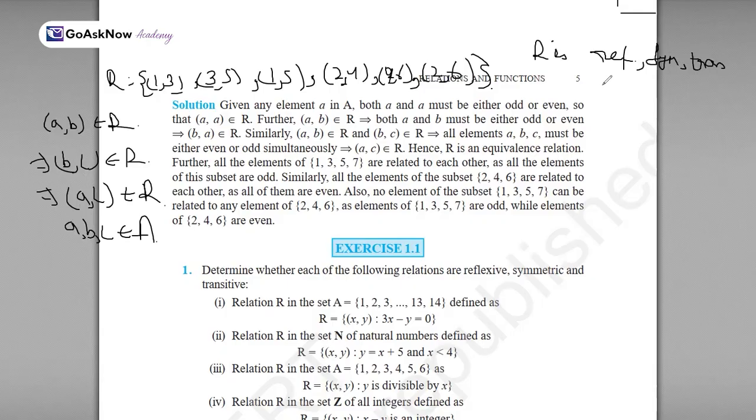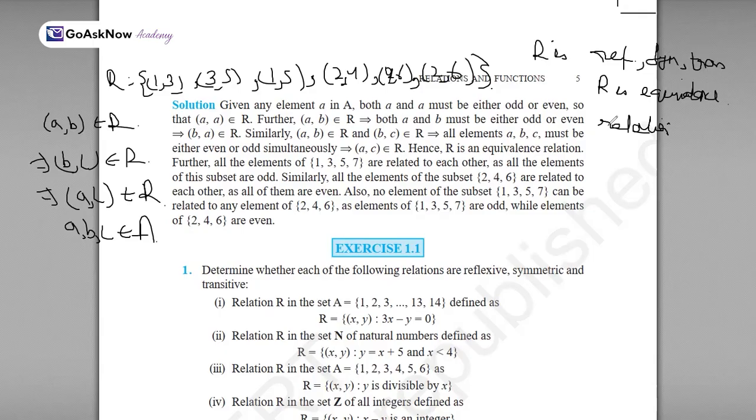So I can also say that R is an equivalence relation, because all the three conditions should be satisfied for an equivalence relation. So for this I have just proved that the relation R is an equivalence relation.